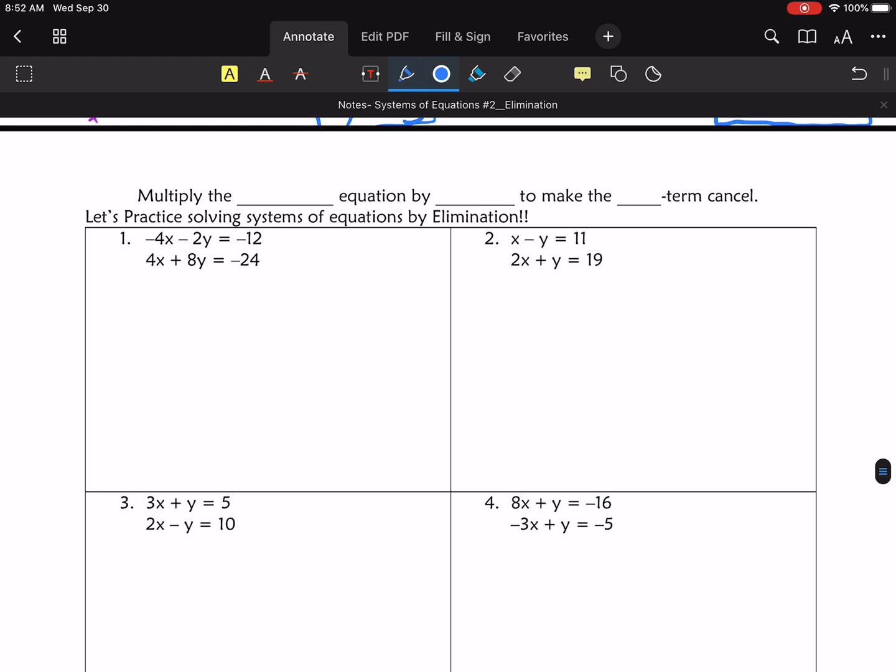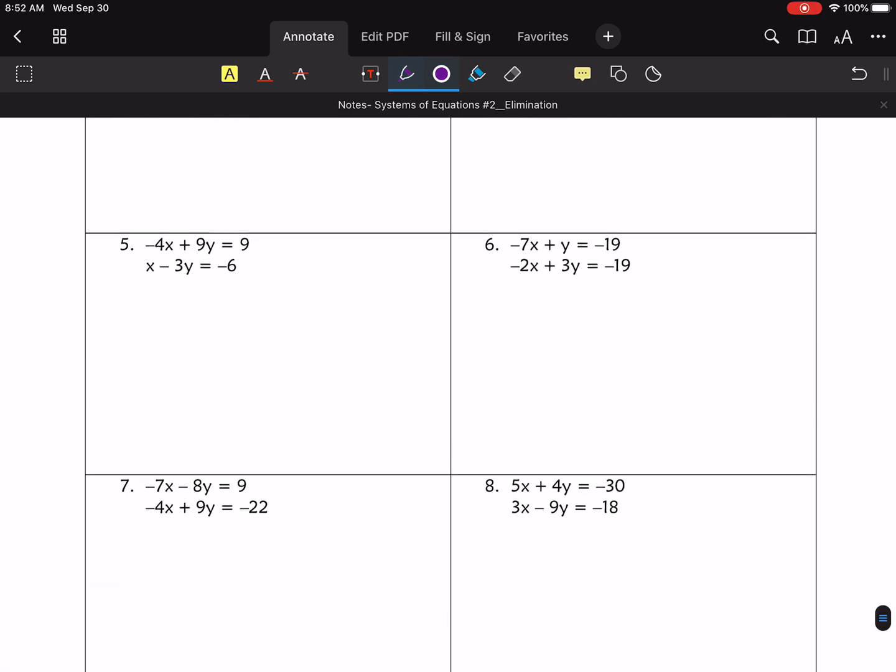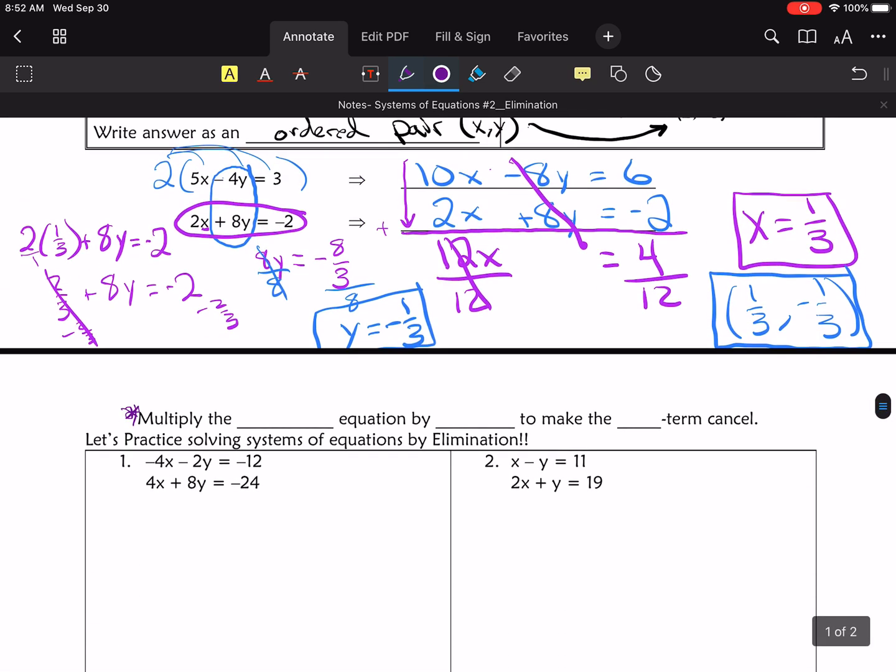Now, at the top here, if you look, here's kind of the format or the thing we want to say in our head when we go to try and solve these. So we want to multiply the blank equation, so top equation, bottom equation, by whatever number, right, to make the x or y term cancel. Okay, so that's kind of the process we need to start thinking about in our head. Multiply the blank equation by some number to make the x or y cancel. Okay, so try some of these, and then if you have questions, make sure you make note of it and bring them to class tomorrow.